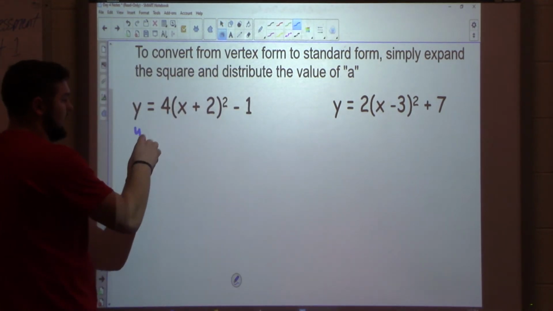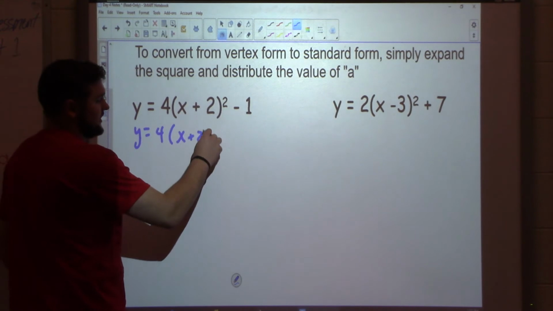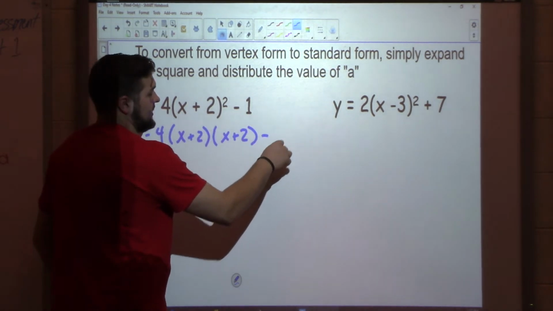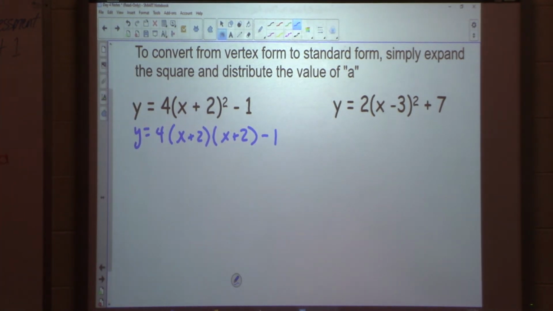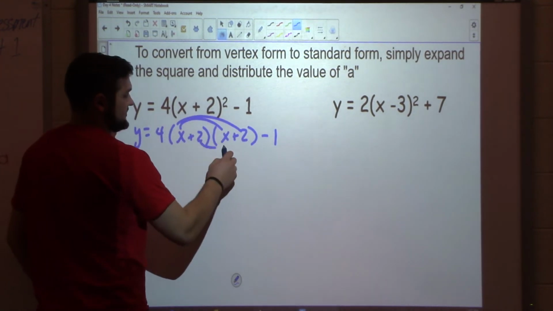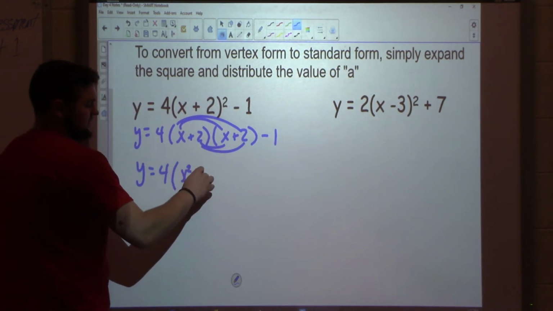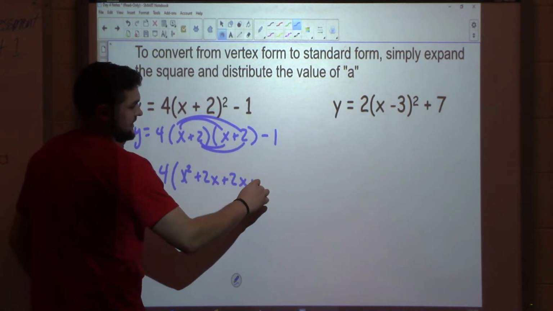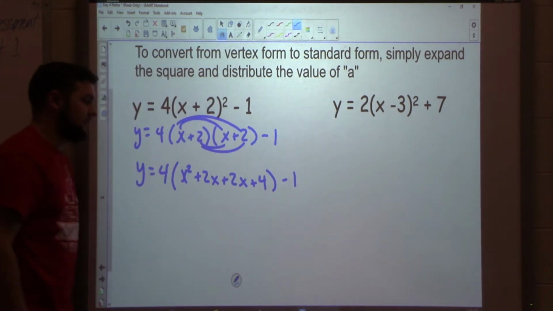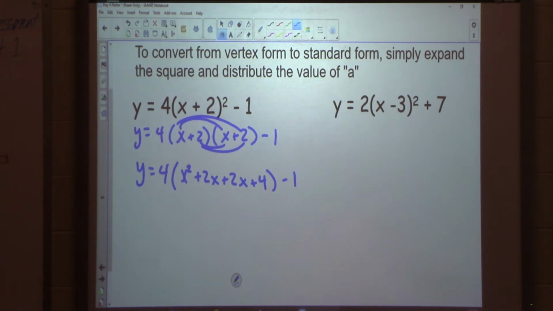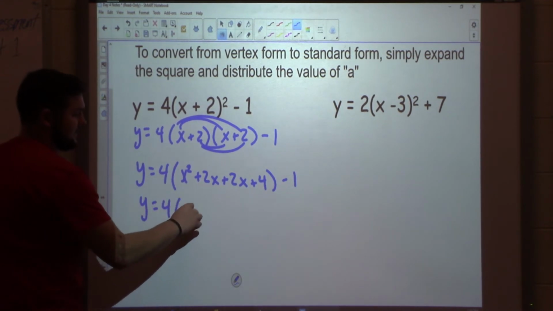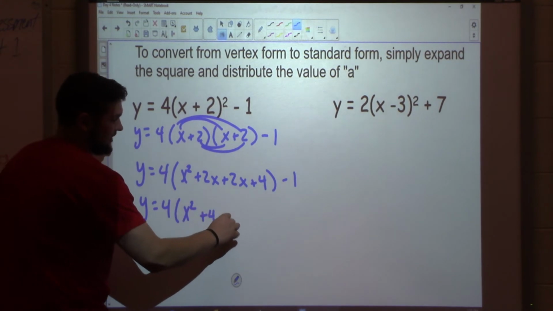So I'm going to rewrite it. Y equals 4 times x plus 2 times x plus 2 minus 1. The first step I'm going to do is FOIL: first, outside, inside, last. Y equals 4 times x squared plus 2x plus 2x plus 4, and then minus 1. The second step, we're still combining like terms, but we're only combining what's in the parentheses. So y equals 4 times x squared plus 4x plus 4 minus 1.